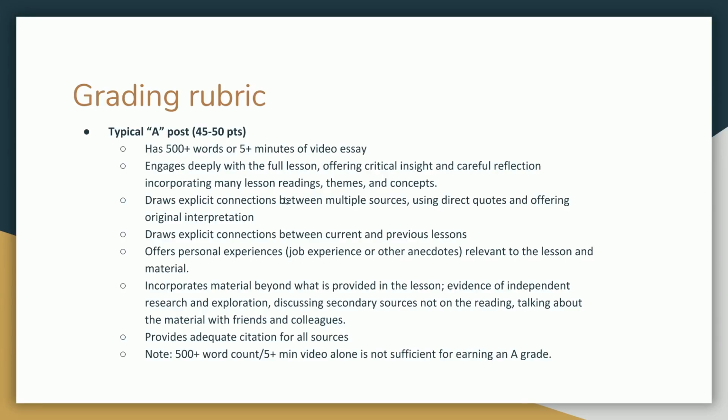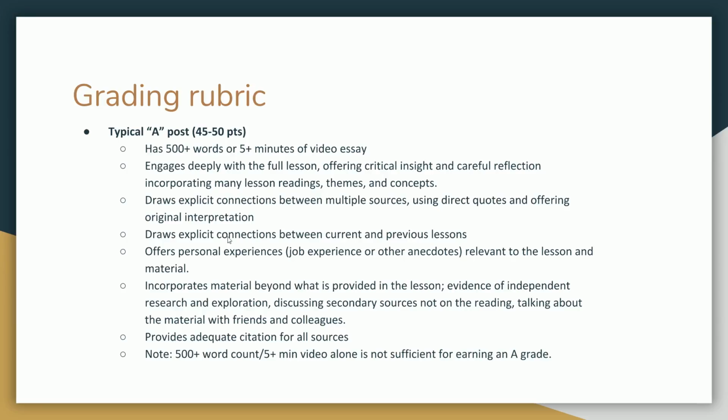That you actually engage with the full lesson, that you're not just focused on one source, but you're looking at multiple sources and tying them into the lesson themes. Right? If you earn an A, if you're earning between 45 and 50 points, I'm seeing that you're drawing explicit connections between sources, that you're citing the sources appropriately, you're drawing these explicit connections between sources and between different lessons, that you're offering your own insight, your own personal experiences, your own views and perspectives.